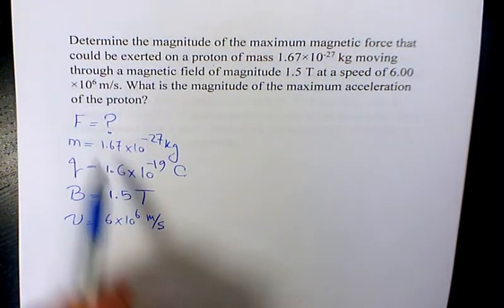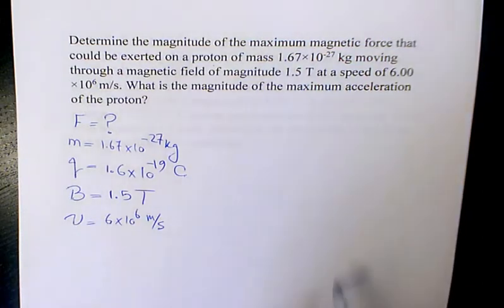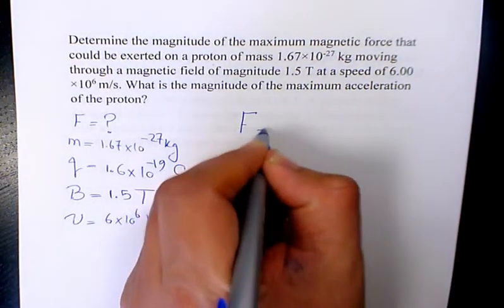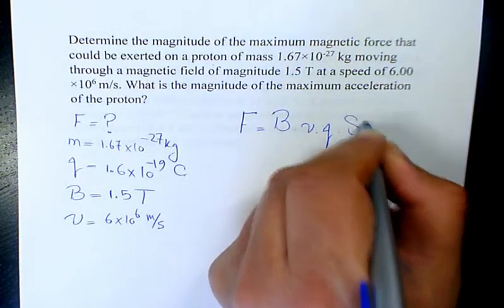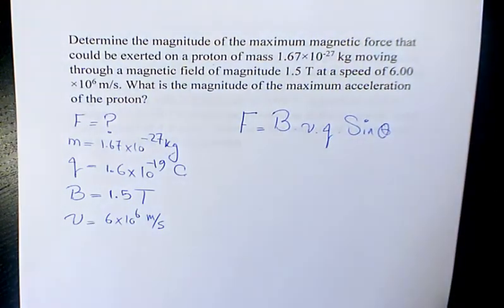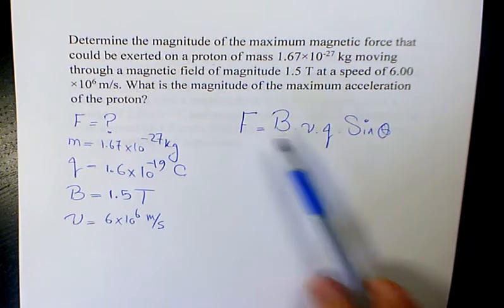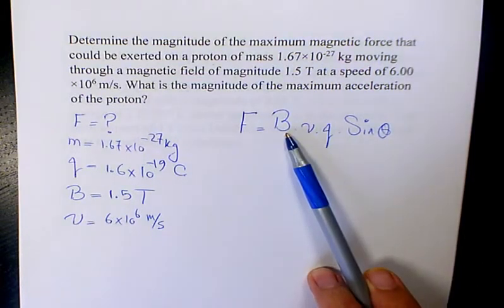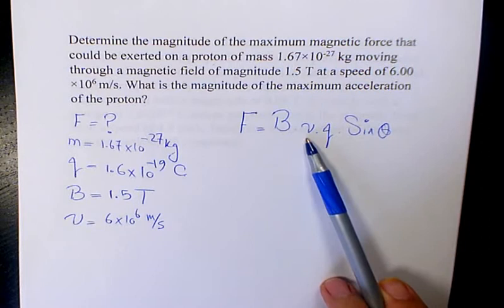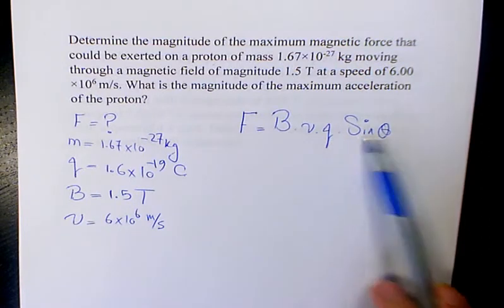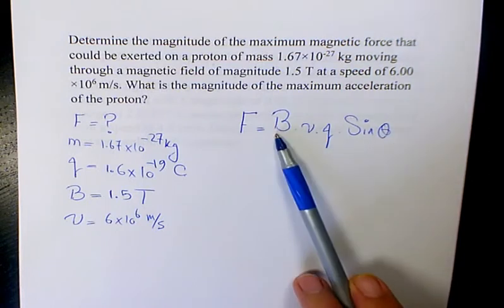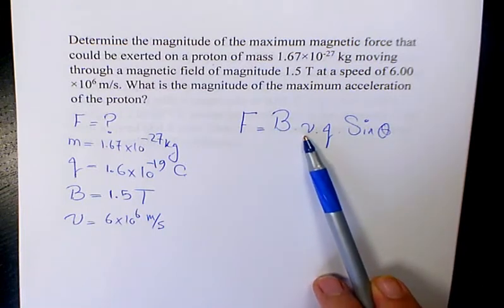What's the relationship between magnetic force and all this information? We can say F equals B V Q sine theta. F is the magnetic force, B is magnetic field strength in terms of Tesla, V is velocity in terms of meters per second, Q is charge, and theta is the angle between B and V, between the magnetic field direction and the velocity of the charged particle.